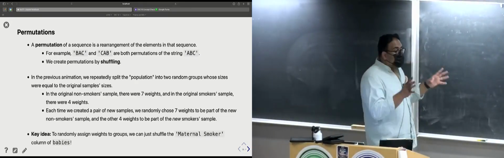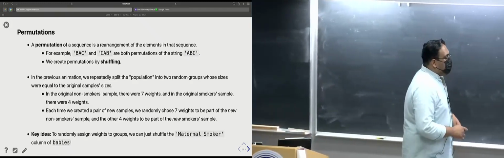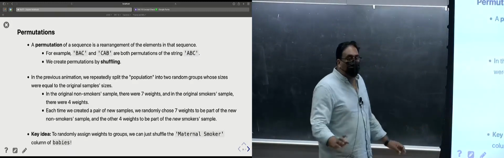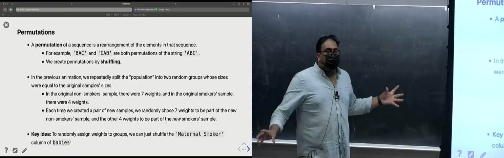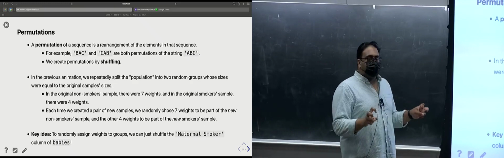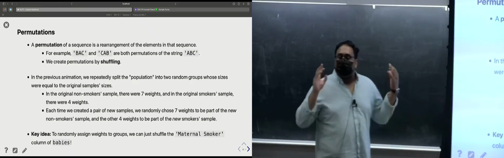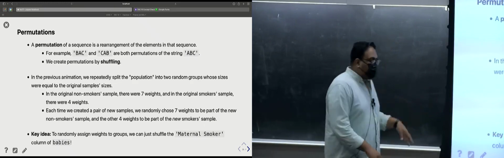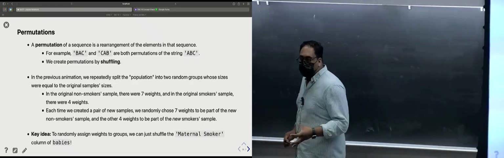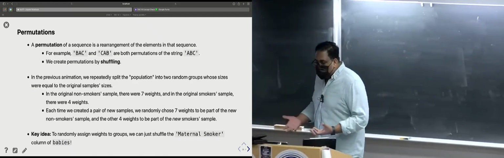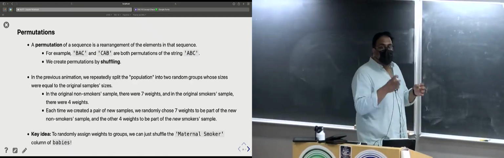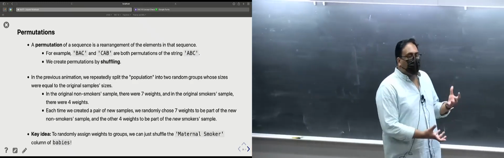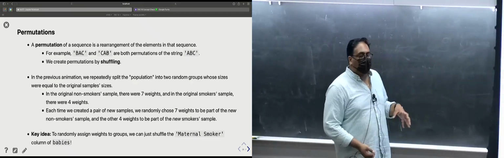So essentially what we were doing is taking our 11 data points and saying, okay, I'm going to pretend 7 of you are non-smokers. I don't care which 7. I don't care if you were originally smoking or not. I'm going to pretend 7 of you are non-smokers, and the other 4 are smokers. Functionally, the way I do this is by taking that column of trues and falses in my data frame and shuffling just that column, or taking a permutation of that column.